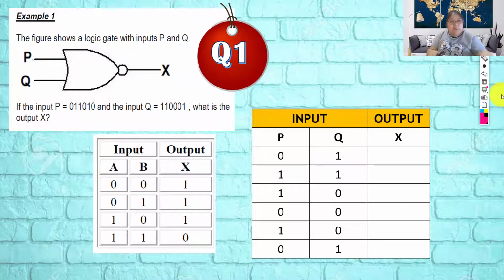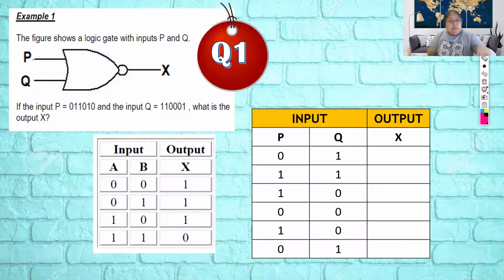Okay, so this one is example 1. The figure and the question will show you the table, which makes it easier to see. Now they put two inputs, P and Q, and they give you the P. So the question provided the input numbers, then you just follow.